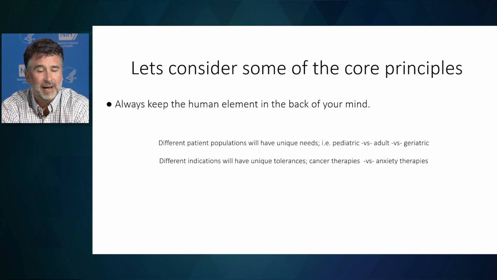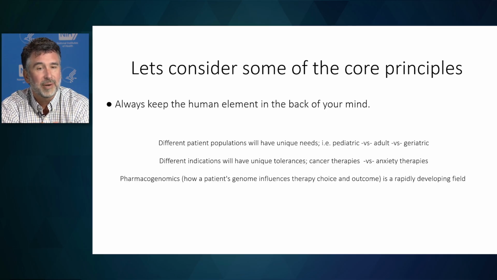Different indications will have unique tolerances. For instance, cancer therapies are broadly considered to allow a lot more toxicity than therapies that we would use to chronically treat anxiety. Individuals who are up against a very difficult cancer diagnosis might be more willing, and typically are more willing, to deal with therapies which cause a higher level of adverse effects. Whereas somebody dealing with a mild level of anxiety simply doesn't want to be dealing with a very toxic therapeutic regimen.